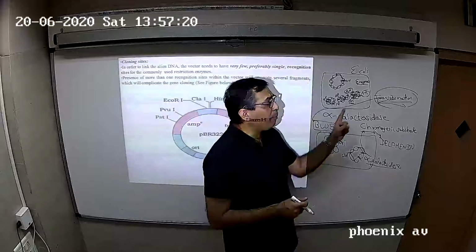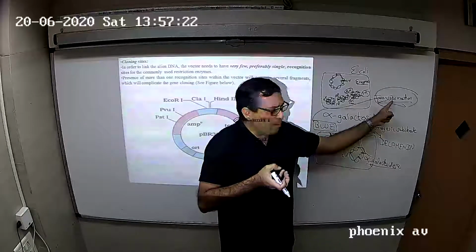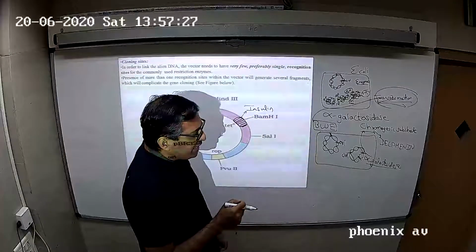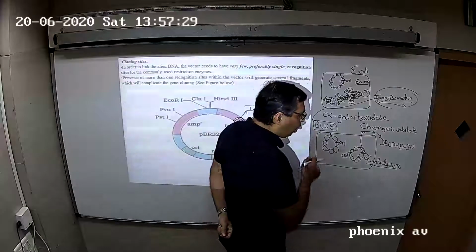So what does blue color prove? That the plasmid has been accepted. This is a successful transformation. And along with it, we have another logic.